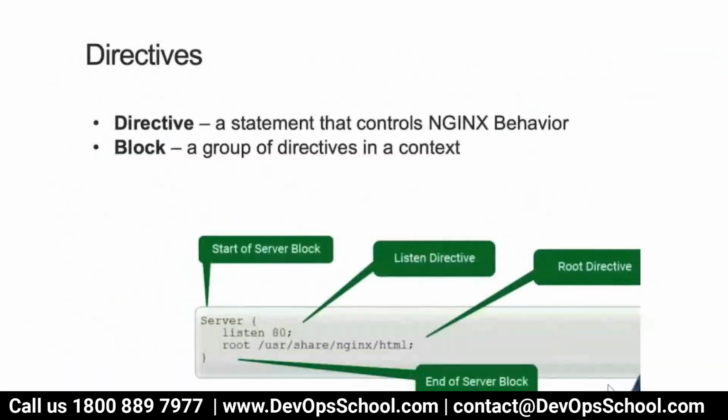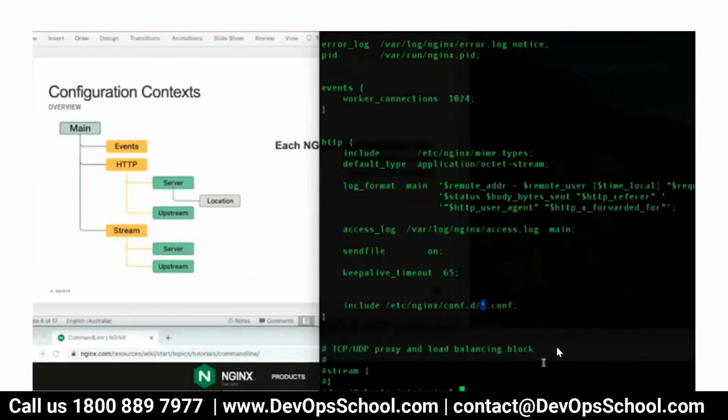Look at this directive example. Server, this is the context, and then we have one directive, listen 80, and then a root directive. The entire thing we can call a block. So this is a directive and block. Here you see the many contexts which I showed you last time: main context, events context, HTTP context, server context, stream context. Inside these you have directives and blocks.